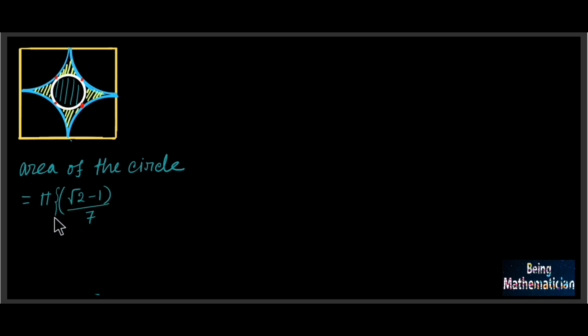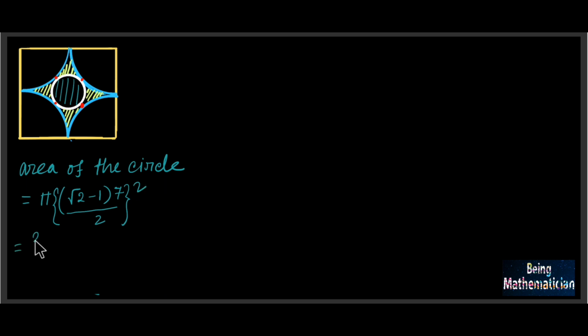Let's calculate the area of this circle. So, area of the circle is equal to pi r square. So, r is root 2 minus 1 by 7 whole square. Sorry, it is 7 into root 2 minus 1 by 2 whole square.